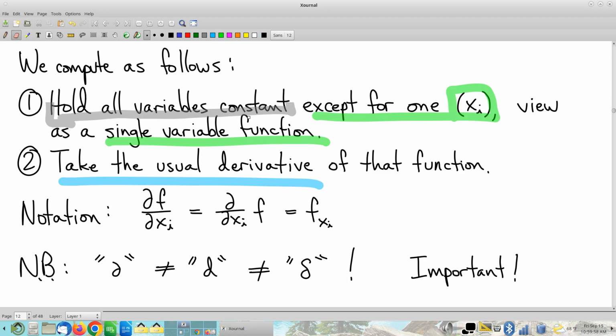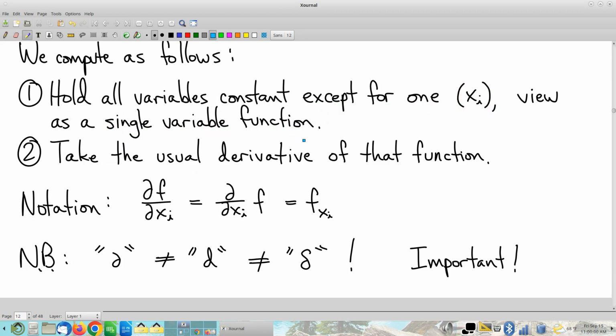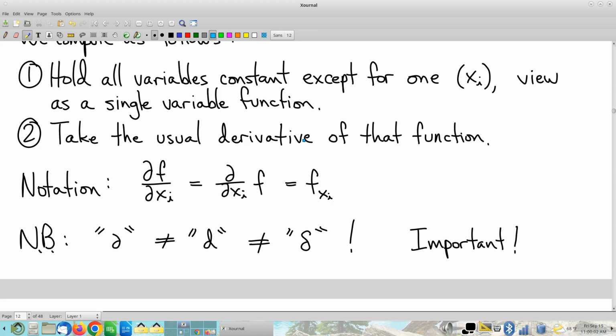And before I get to an example, let me talk about notation. Here is one of our primary notations. Notice it looks a lot like Leibniz notation for a regular derivative. The main difference being that we don't use a d.